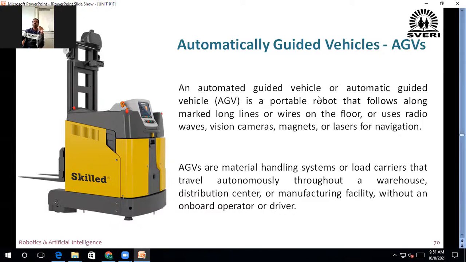And these robots are moving or navigating, means moving. हे कसं मूव होणार आहे तर with the help of some radio waves, vision camera, magnets, or laser. With the help of this it can move from one place to another place. Okay, एका प्लेस पासून दुसऱ्या प्लेसला मूव होणार आहे. Okay, next, AGVs are material handling systems or load carriers that travel autonomously throughout a warehouse, distribution center, manufacturing facility without any onboard operator or driver.